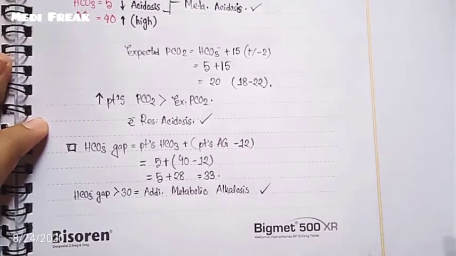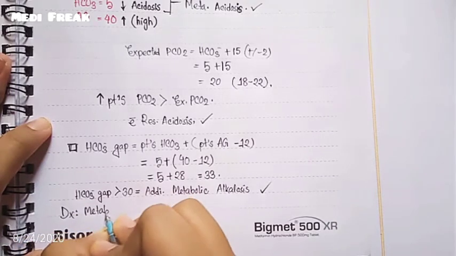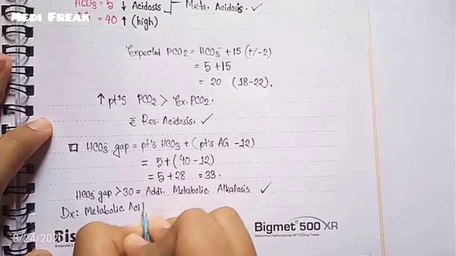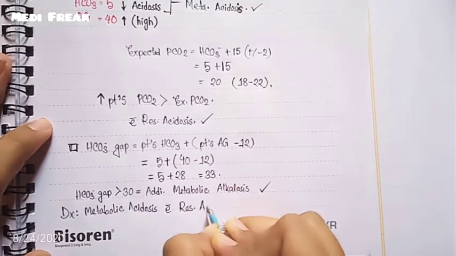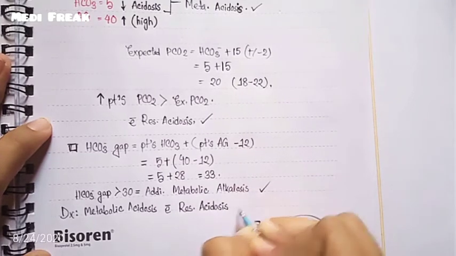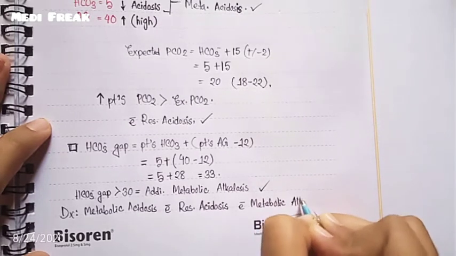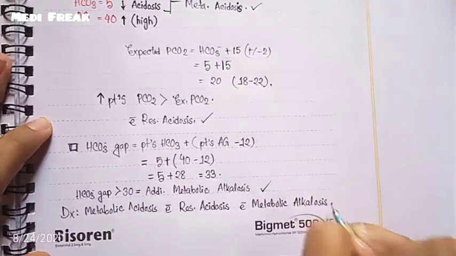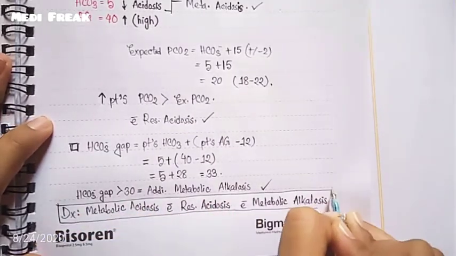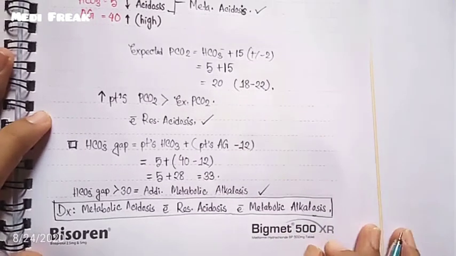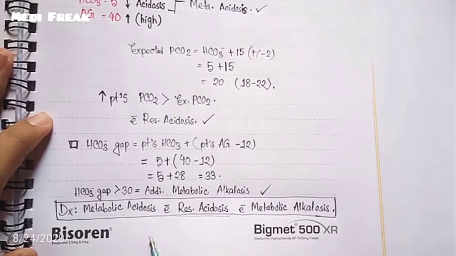So our final dx is metabolic acidosis with respiratory acidosis with metabolic alkalosis. Yes, this is our final dx. Okay, so we can say here 1 respiratory disease and 2 metabolic diseases, so it is a triple acid base disorder.